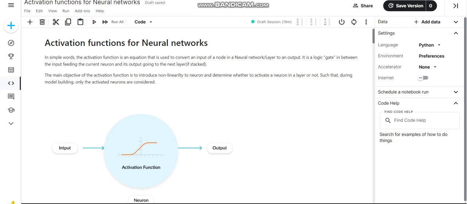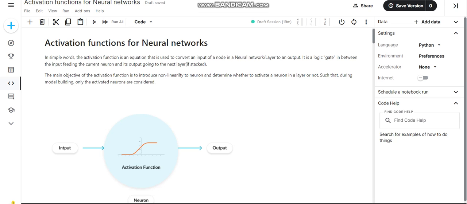What is an activation function? In simple terms, the activation function is an equation that is used to convert an input of a node in a neural network to an output. It is like a logical gate in between the input feeding the current neuron to its output going to the next layer.